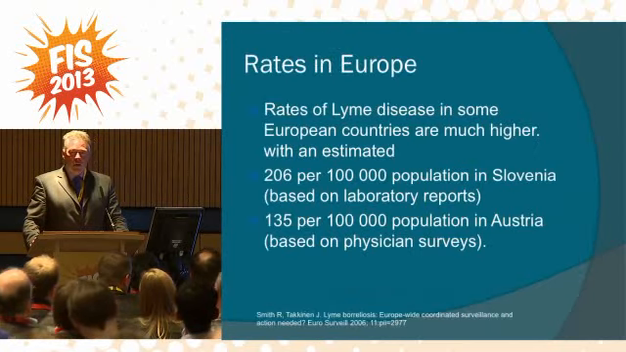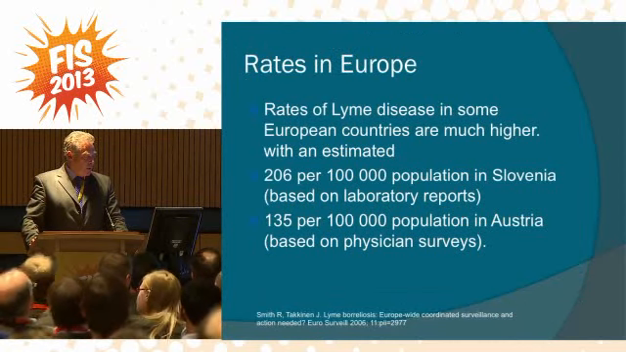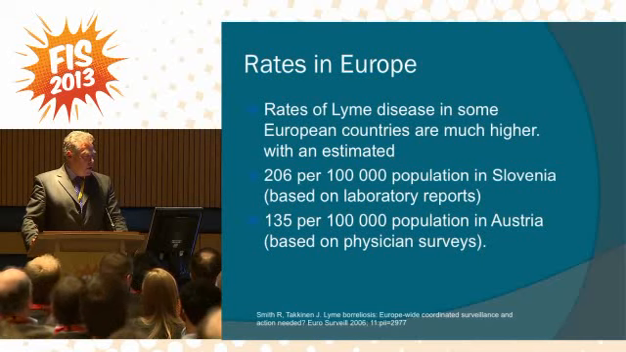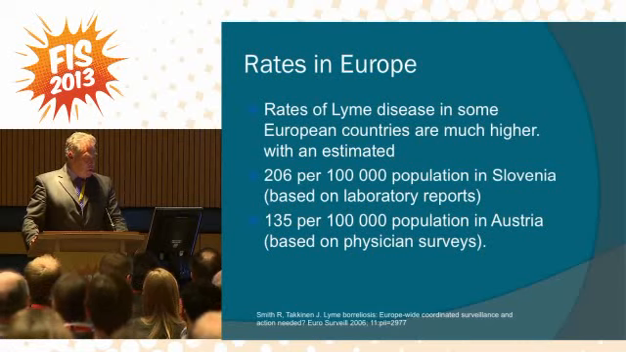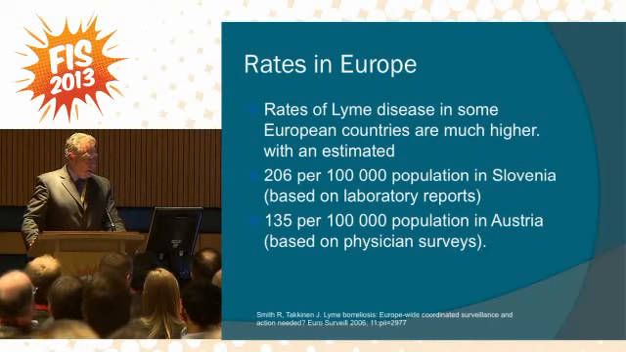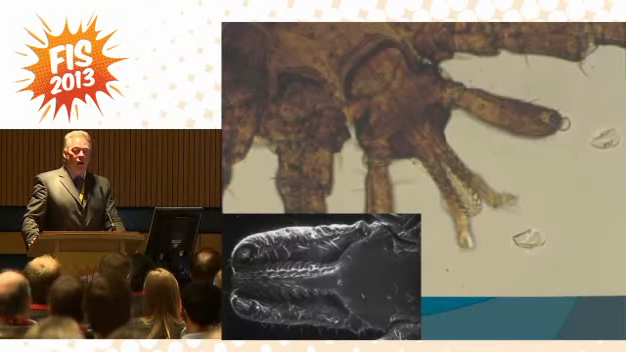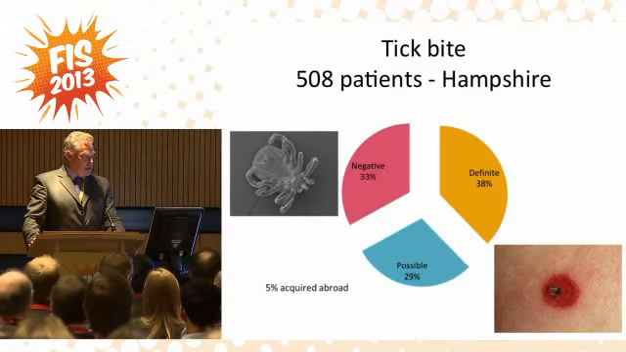But that's nothing compared to other parts of Europe. And this is some data from other countries in Europe. 206 per 100,000 compared to our 18 in Slovenia, based on laboratory reports, and 135 per 100,000 in Austria. Again, based on physician surveys. So very high. You're all aware that it's transmitted by Ixodes ticks.